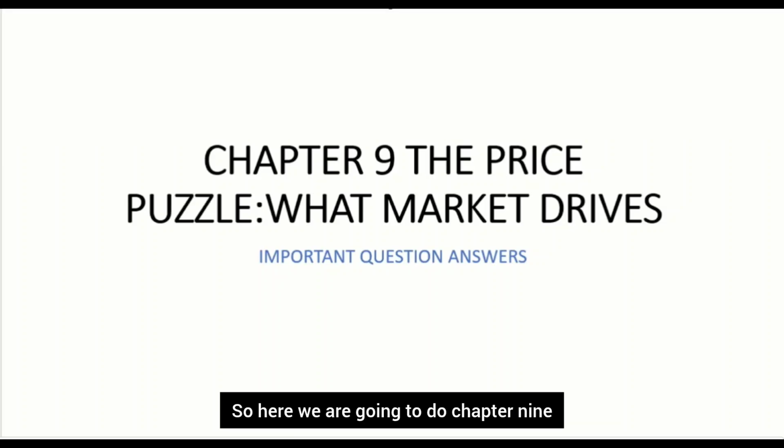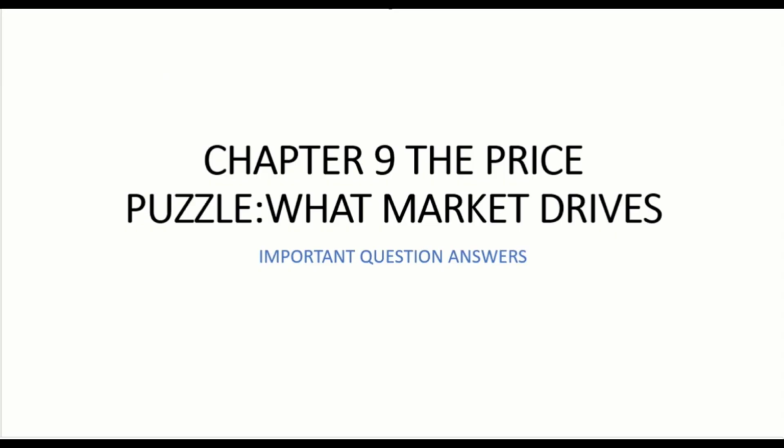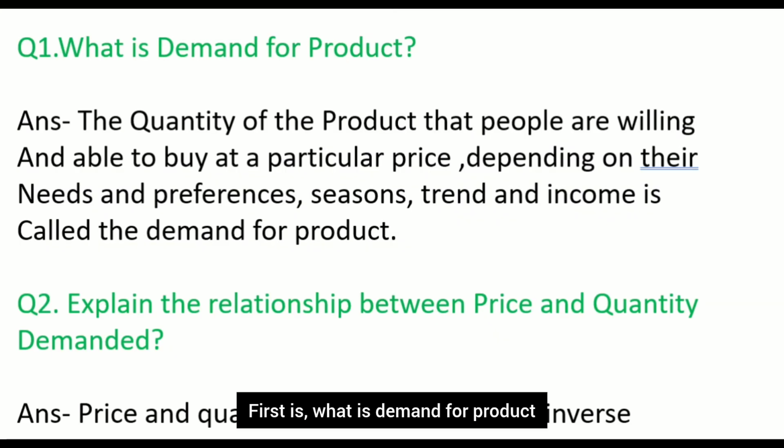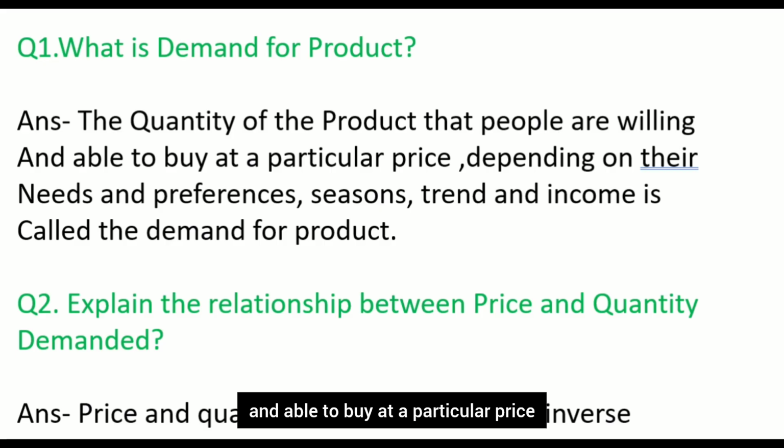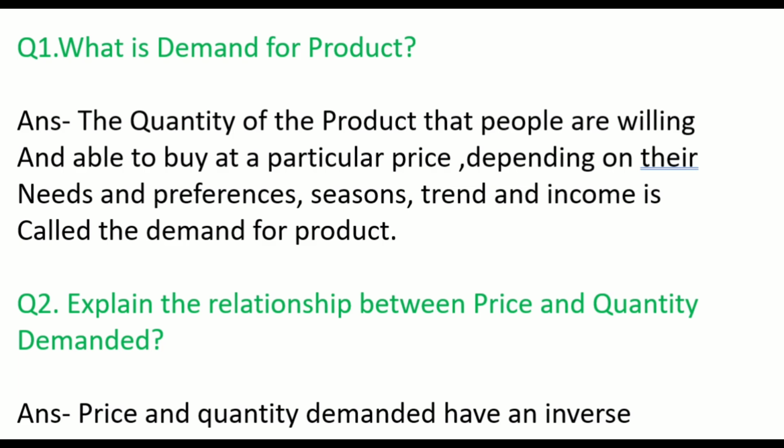So here we are going to do chapter 9, the price puzzle, what market drives, and there are a total of 16 important question answers from the chapter. So let us see. First is, what is demand for a product? The quantity of the product that people are willing and able to buy at a particular price, depending on their need and preferences, seasons, trend, and income, is called the demand for a product.